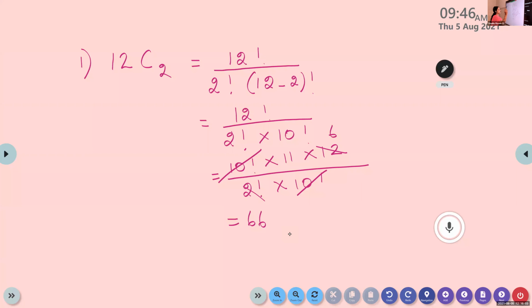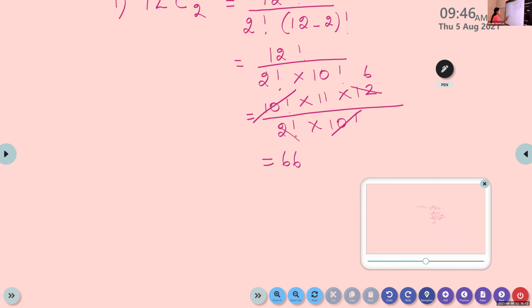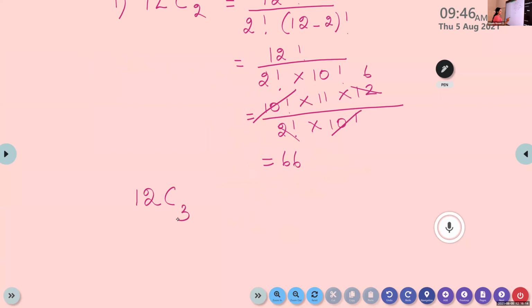Okay, suppose the question is: evaluate 12C3. How will you do this? By applying the definition. Pavitra, tell me how will you evaluate 12C3? Pavitra, what is 12C3?